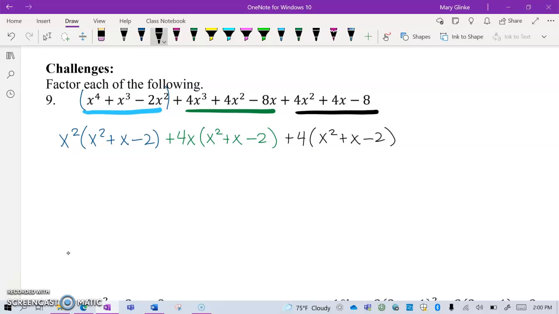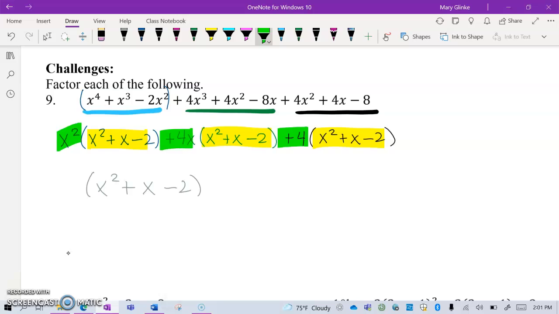Now, if this was all of the hints that you needed to keep going with this problem, go ahead and do this problem on your own from this point. Otherwise, we can go ahead and take a look at these groups. All of the groups are x squared plus x minus 2. And what would be left behind if we factored the common factor out then would be the coefficients, which would be x squared plus 4x plus 4.